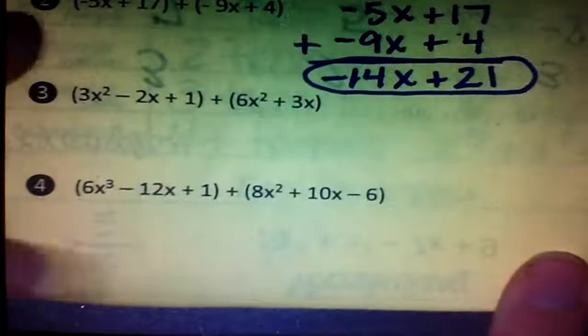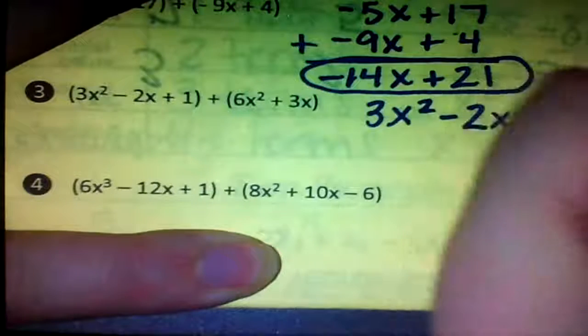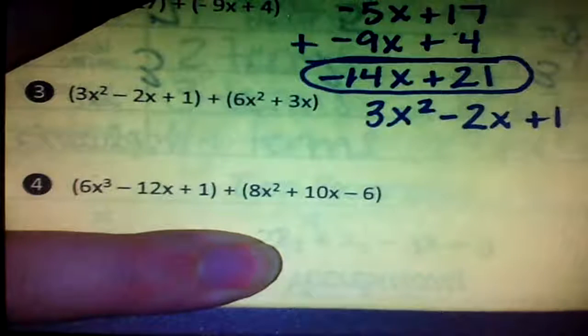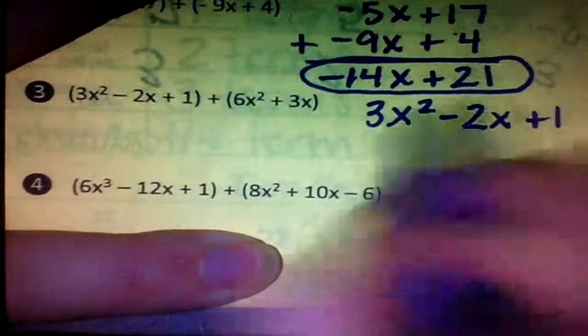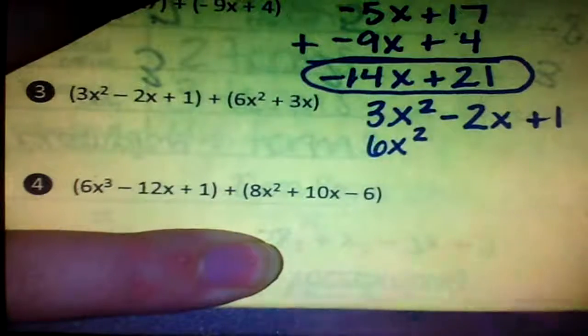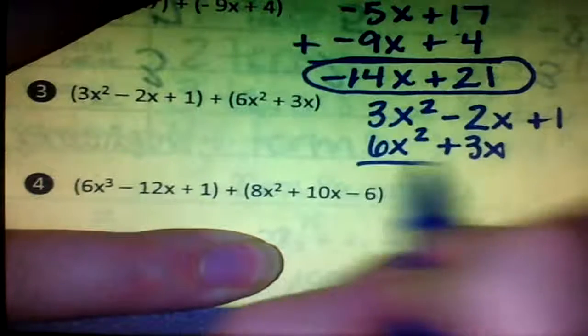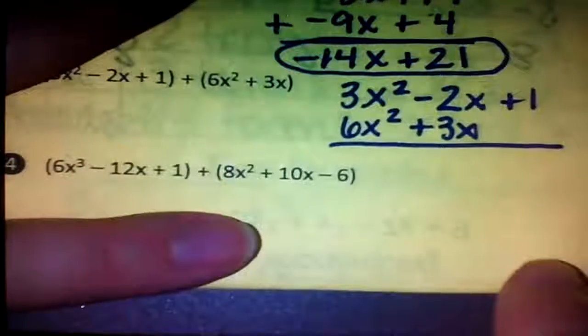Okay, when I do number 3 then, I've got 3x squared minus 2x plus 1. When I put down my second polynomial, 6x squared goes with my 3x squared, and 3x goes with my 2x. Plus 0. It's just a placeholder. I put it there. You can put plus 0 if you want.